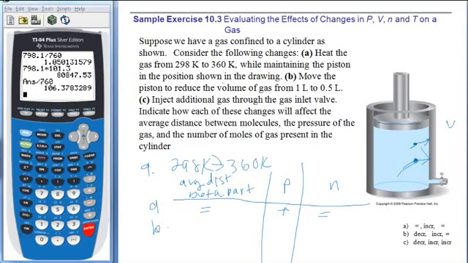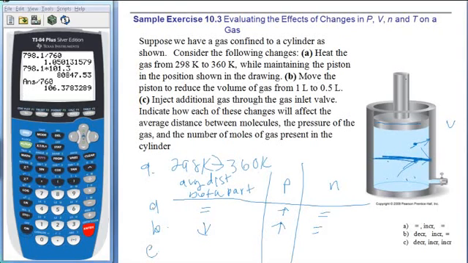Alright, for B, it says if I move the piston to reduce the volume from 1 to 0.5 liters. So here I'm assuming the same number of particles, and I bring the piston down halfway. My number of particles is still the same. I have the same number of particles in a smaller space, so the distance between the particles will go down. And because I have less wall to collide with for the same number of particles, my pressure is going to go up.